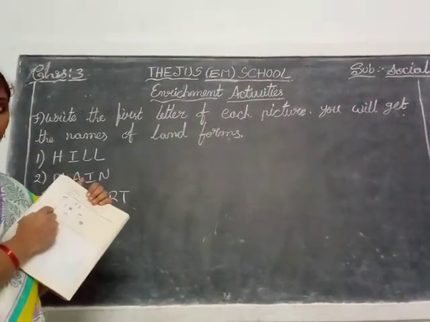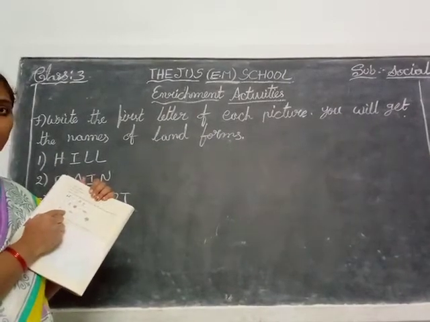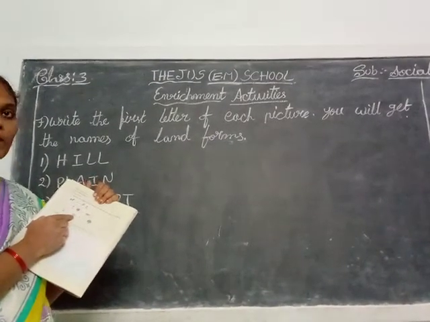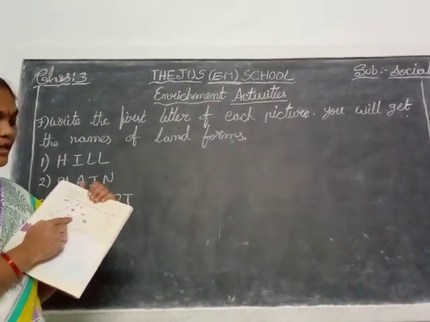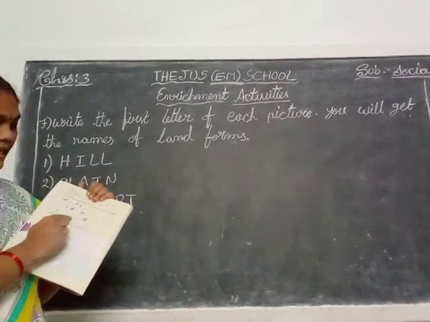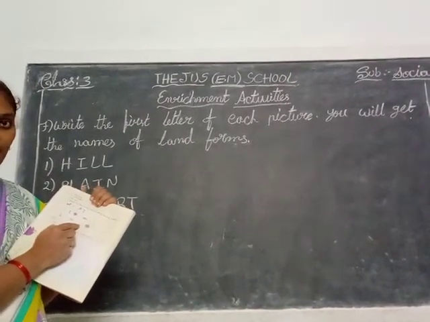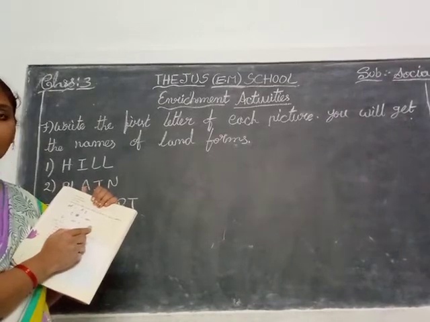Dog. First letter is D. Egg. First letter is E. Soap. First letter is S. Ear. First letter is E. Rabbit. First letter is R. Tree. First letter is T.